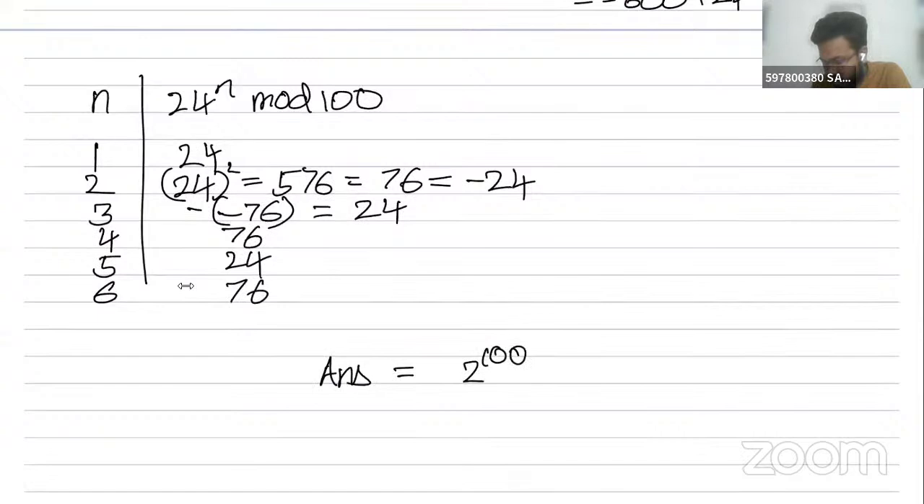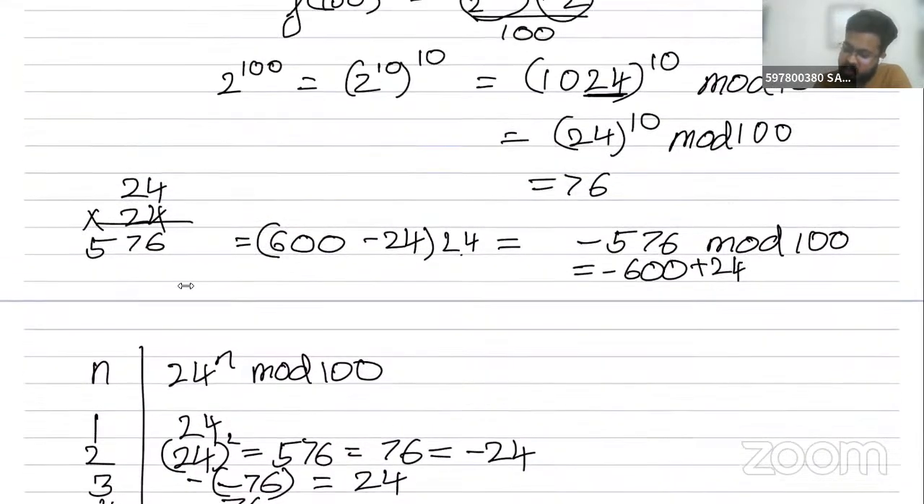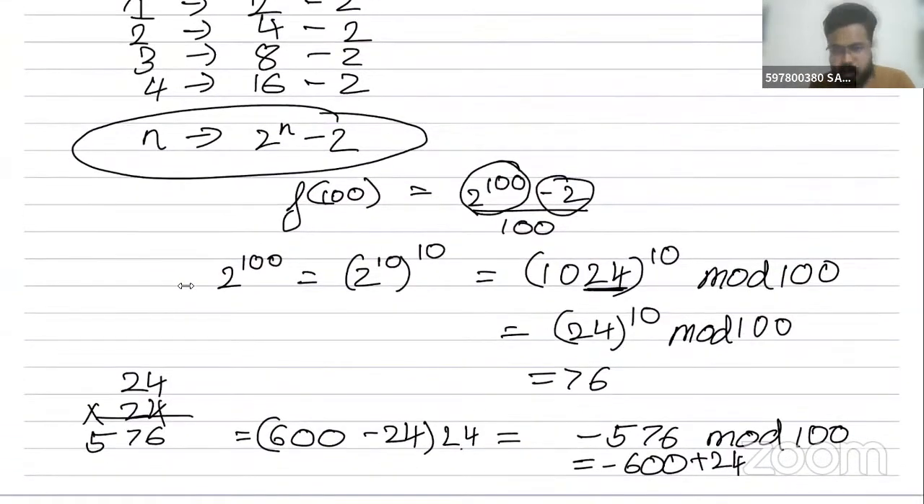2 to the power 100 minus 2 mod 100, which is equal to 76 minus 2 mod 100, which is equal to 74. Now, in case anyone is confused, think again of what mod is doing. It's dividing the previous number by 100. Whatever remainder we get, any other number that gives the same remainder when divided by 100 will satisfy such an equation. This is what the theory of modulus is.